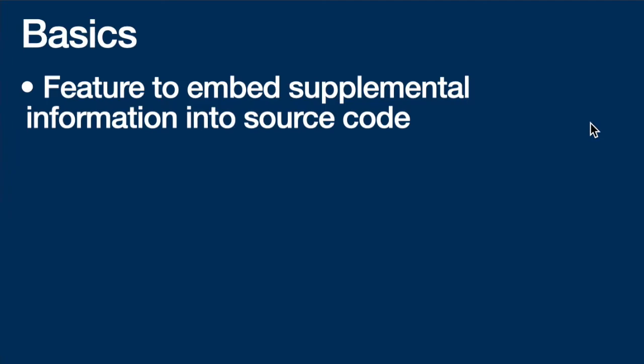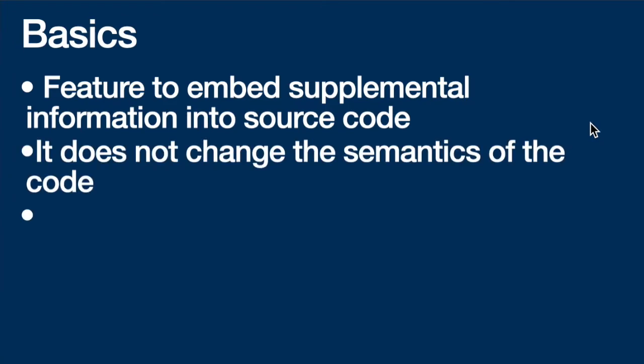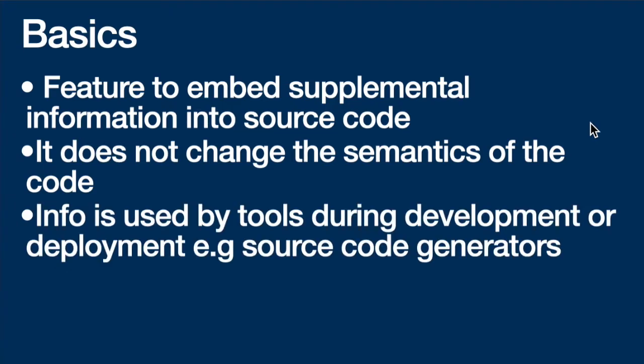Annotations are features that are used to embed supplemental information into the source code. This supplemental information is important to provide extra information to tools used in development and deployment, but it does not change the semantics of the code. It is used by the tools during development as well as during deployment. But, as we will discuss later on, if the retention policy is runtime, we can also use annotations during runtime.